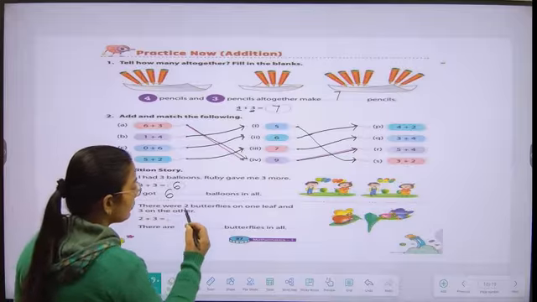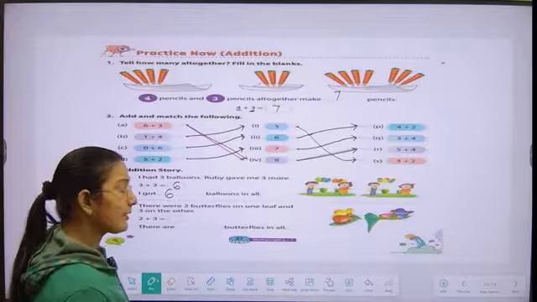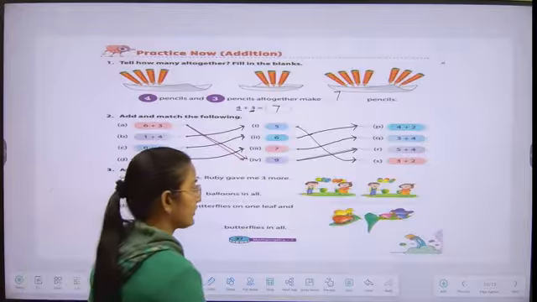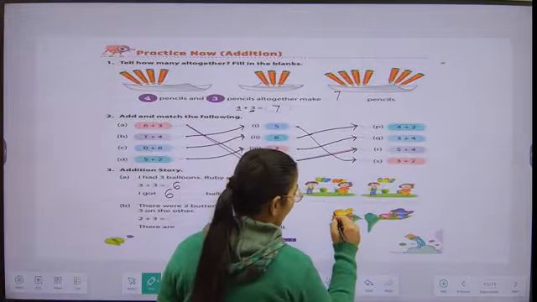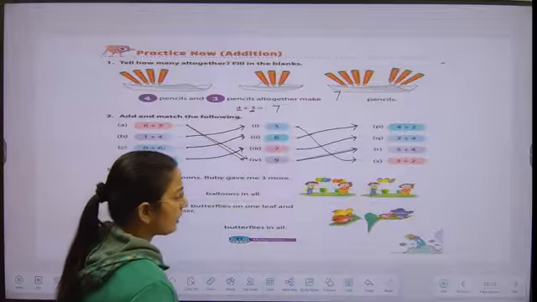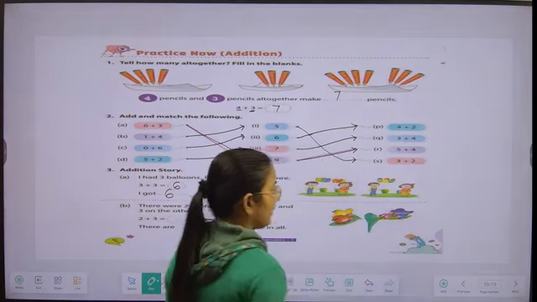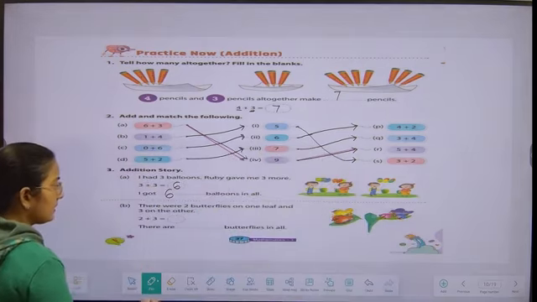There were 2 butterflies on one leaf. How many butterflies are there on one leaf? 2 butterflies. We can count them also. 1, 2 and 3 on the other. 3 butterflies on the other leaf. 1, 2, 3.